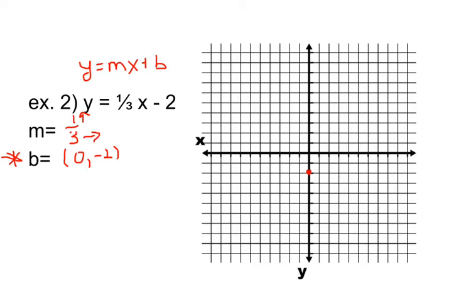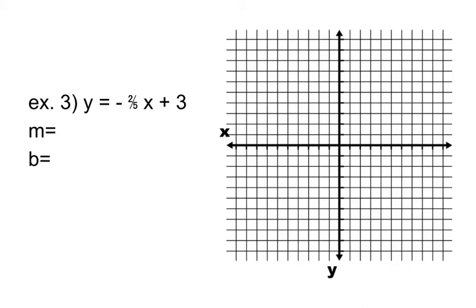So go back to 0, negative 2. You're going to start there. You're going to go up 1 and 1, 2, 3 to the right, and that's where you'll plot your next point. And to do it again from that last point you plotted, go up 1 and 1, 2, 3 to the right. And then draw your line. That's it. That's all you have to do. Okay, last one.